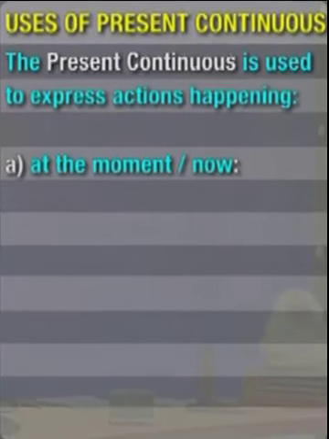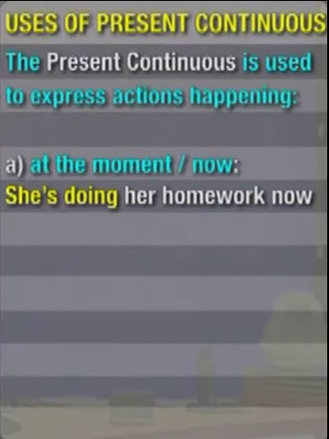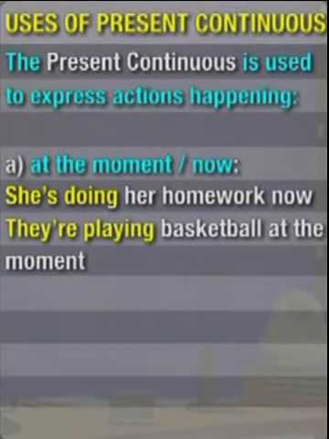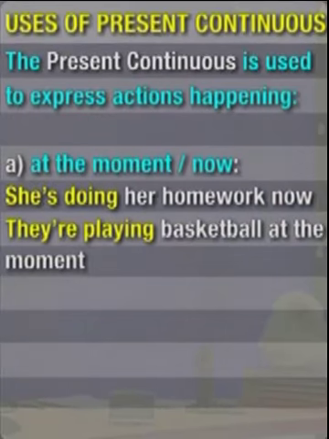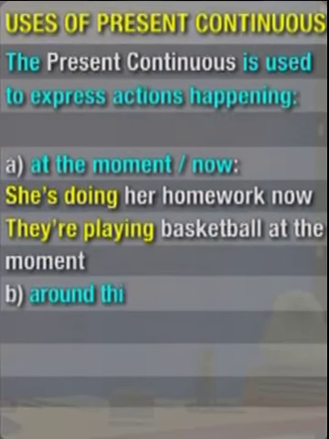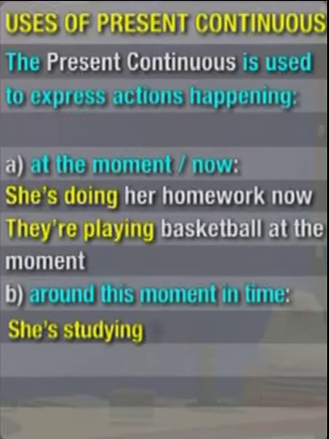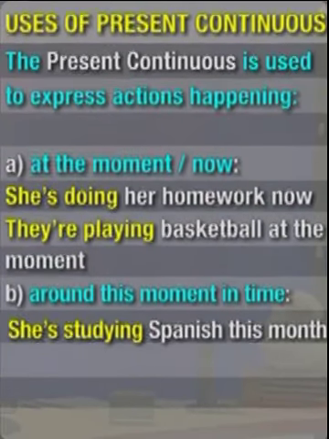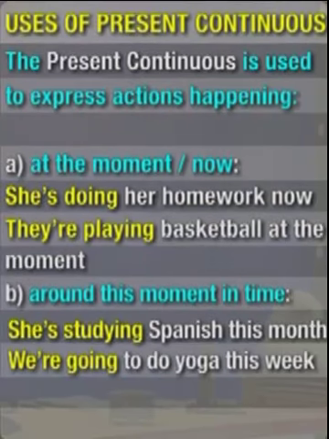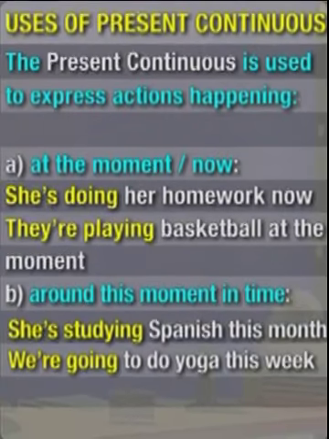Great. Well, now, we said we use the present continuous to express actions happening now, at the moment. Okay, remember that? She's doing her homework now. They're playing basketball at the moment. All right, so that's now. Then we said we use the present continuous to describe actions around this moment in time. For example, she's studying Spanish this month. Or we're doing yoga this week. So around the present time.